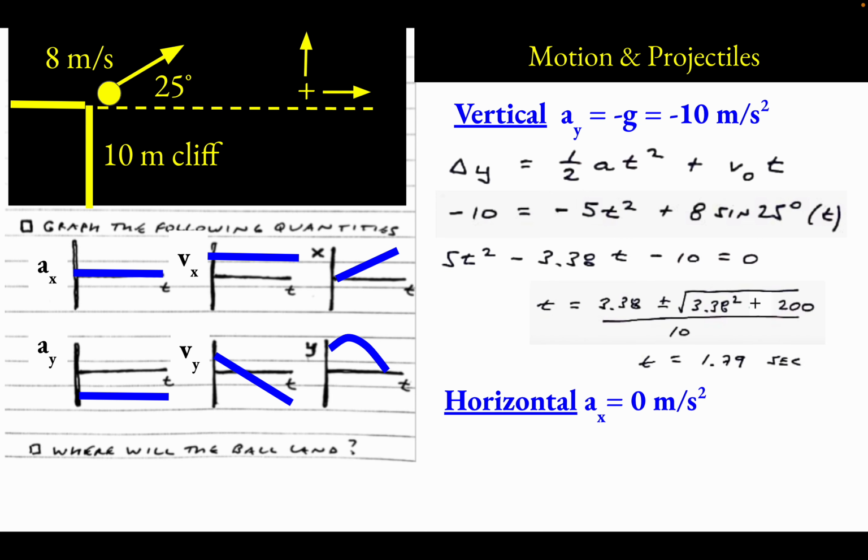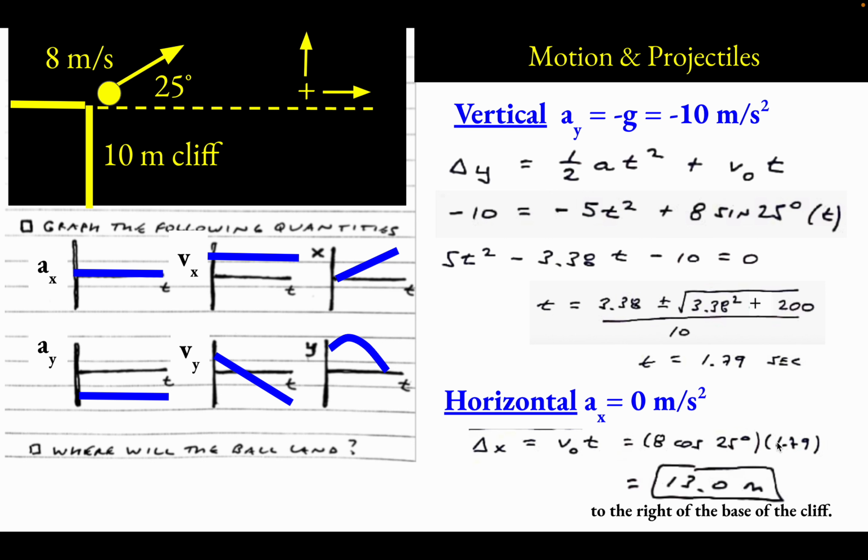And then what we can do then is look at the horizontal motion. Horizontally is really simple. It's just distance is rate times time because there's no acceleration. And now that we have the time of flight, we can just multiply the horizontal velocity times that time of flight. And that's how far it will go.